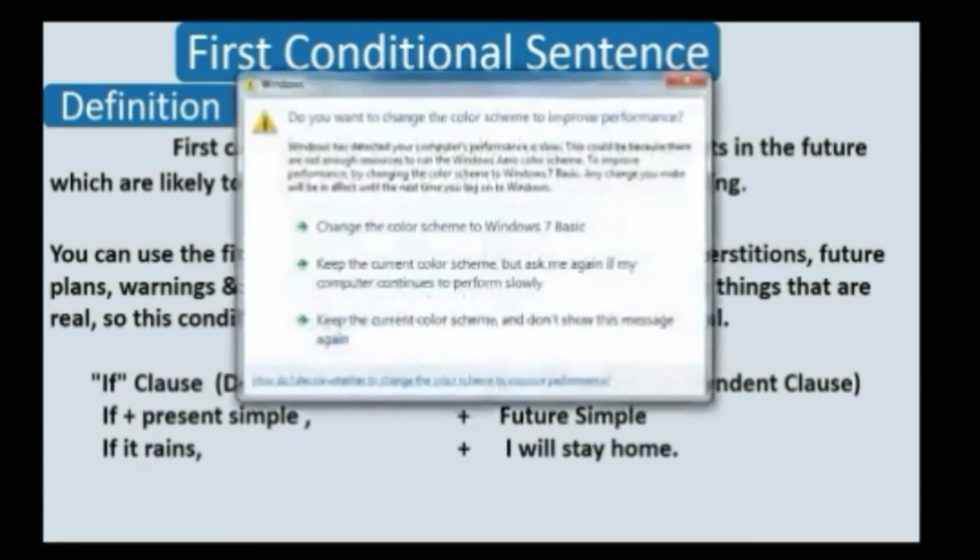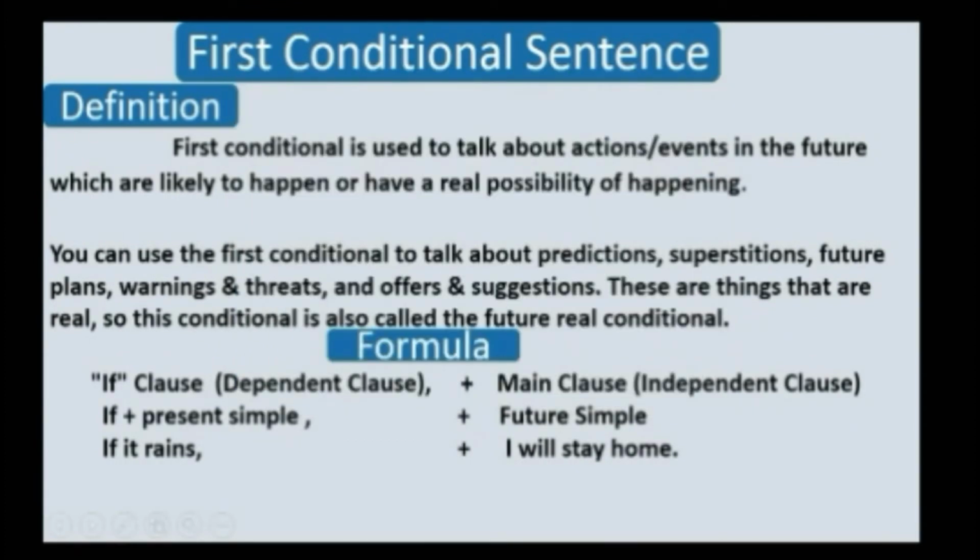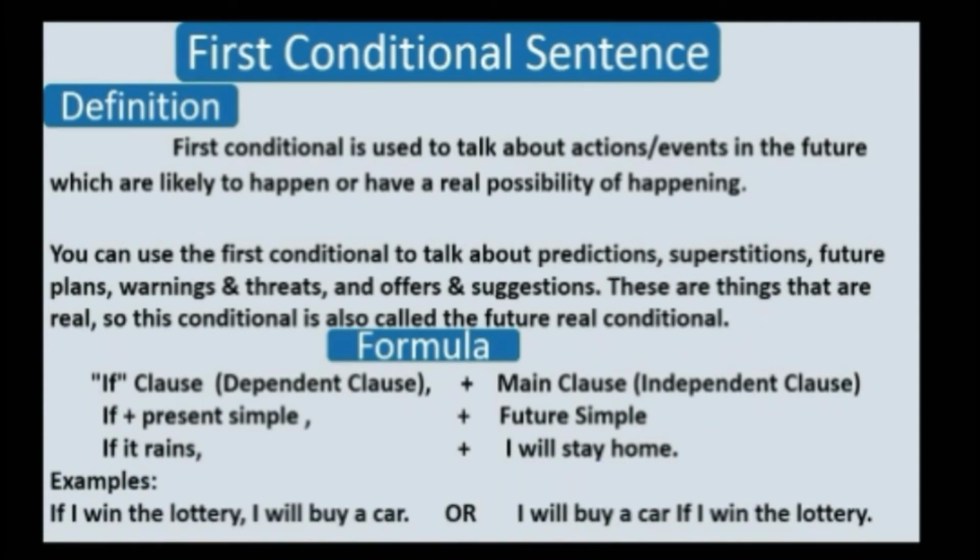So you can see the example here. If it rains, it depends on the situation of the future. But if it rains, I will stay home. So this, if it rains, is what? The condition, and I will stay home is its result. So the result will happen if one condition happens. If it rains, I will stay home.